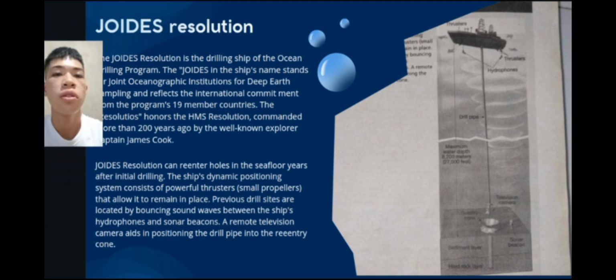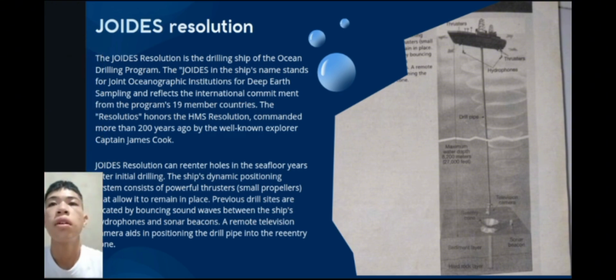The Resolution can re-enter holes in the seafloor years after initial drilling. The ship's dynamic positioning system consists of powerful thrusters, small propellers that allow it to remain in place. Previous drill sites are located by bouncing sound waves between the ship's hydrophones and sonar beacons. A remote television camera aids in positioning the drill pipe into the re-entry cone.